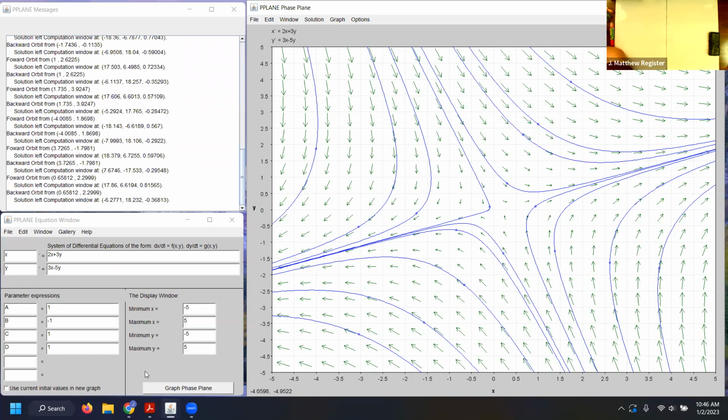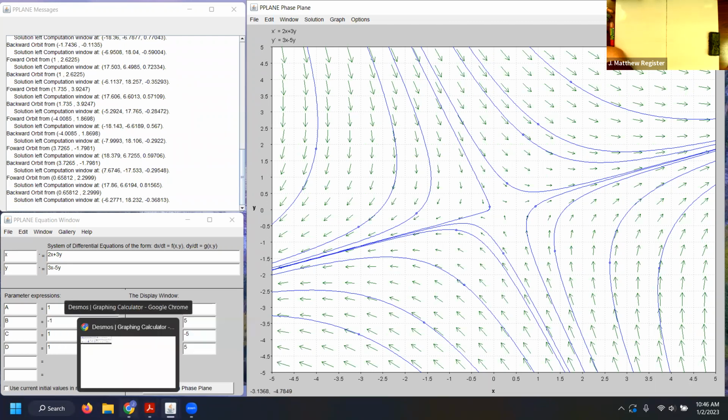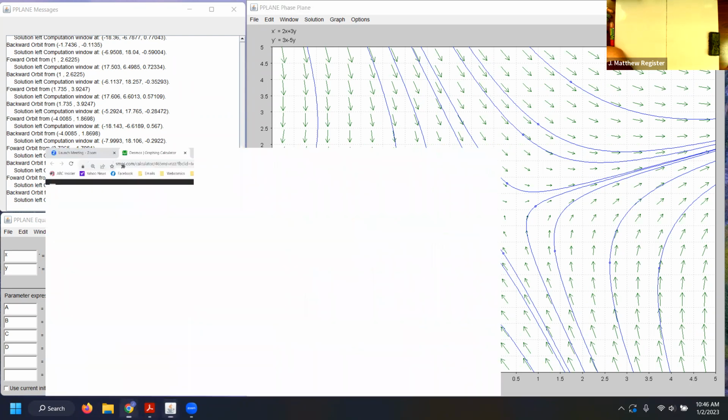There are others out there. If you look up a vector field analyzer, you might be able to find one. But because of the technology, they come and go periodically.